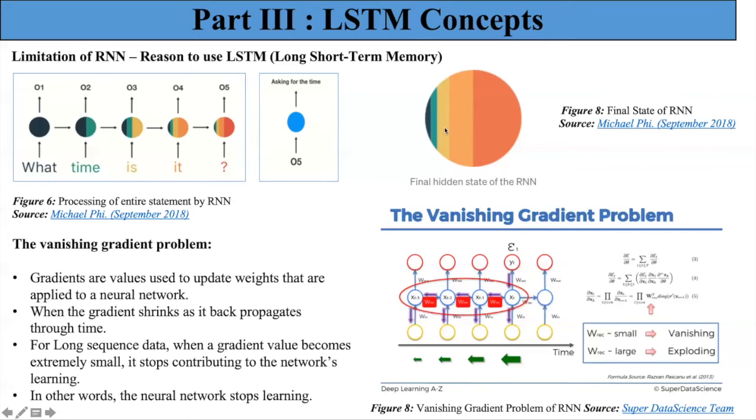So as you can see, which I assume is the final state of the RNN, the state or essence of the word what has very minimal presence in the final state, whereas just the question mark has almost 50% of the meaning in the final state. And that particular behavior causes the vanishing gradient problem.